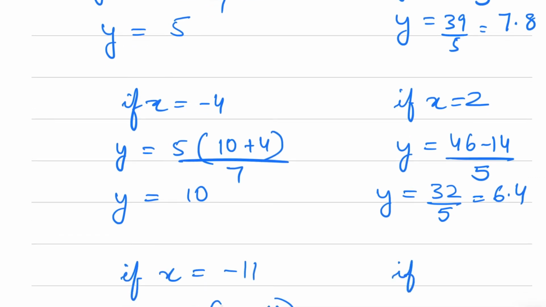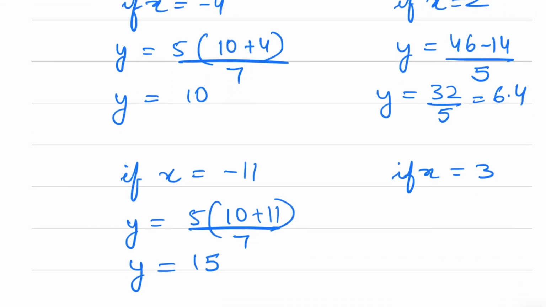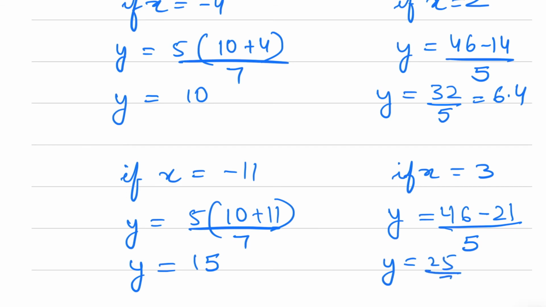Okay, if x is equal to 3, then y would be equal to 46 minus 21, right? 7 into 3 is 21, so then we have divided by 5, so I get y is equal to 25 by 5, so I'll get 5. So okay, I have found out all the 3 coordinates, x and their corresponding y. Then let's make the table now.